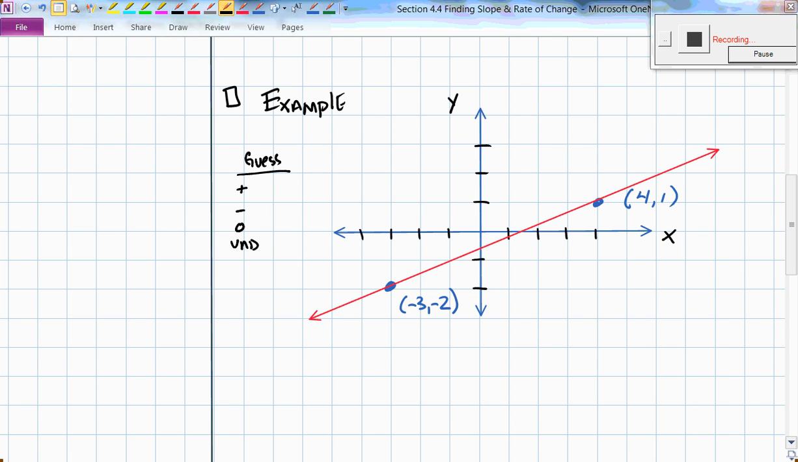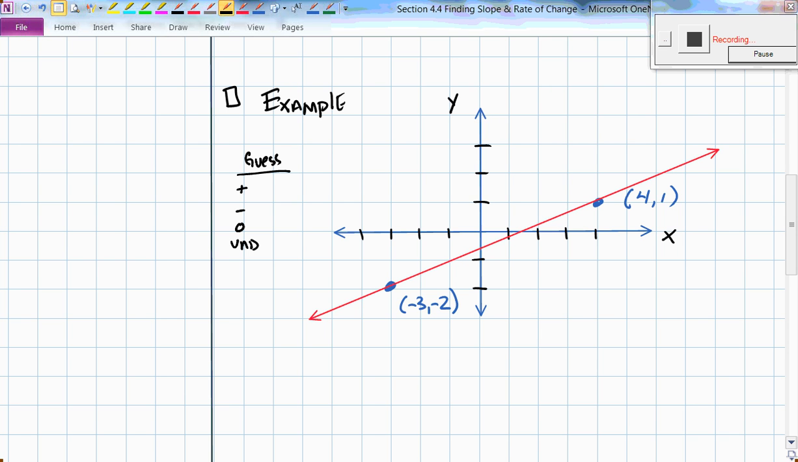Is this slope positive? Is this slope negative? Is this slope 0? Or is this slope undefined? It's a guess. Go ahead and make it on the left-hand side whenever you're done. You pick one of them. Positive, negative, 0, or undefined. Okay, write it down.